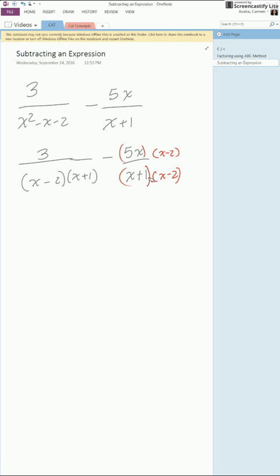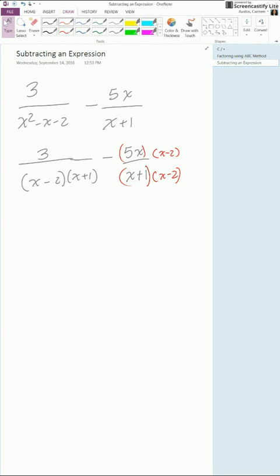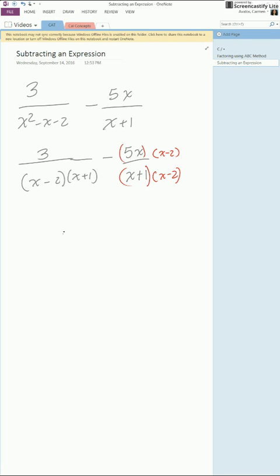So now we have a common denominator, and just like any fraction, we get the common denominator there. So we get the common denominator is x minus 2, and then x plus 1. And then on the top, we're going to have the 3 minus 5x times x minus 2.